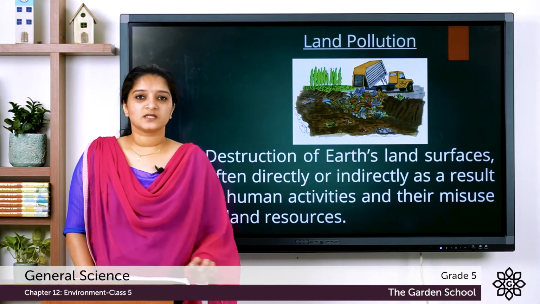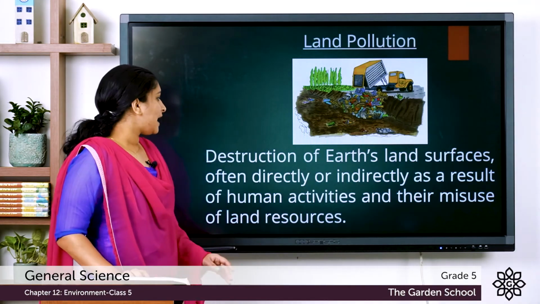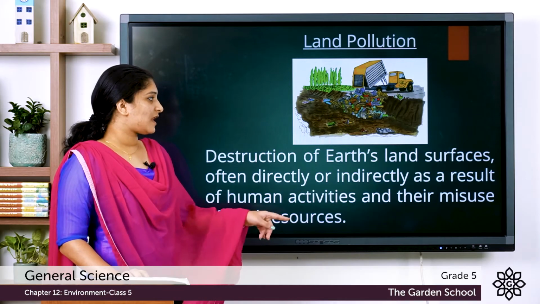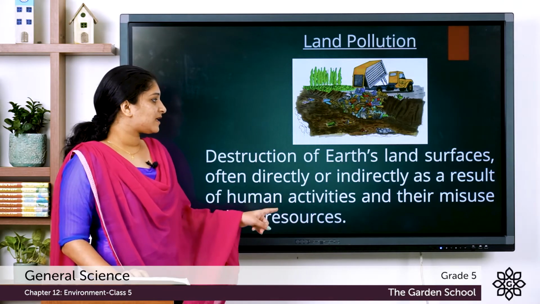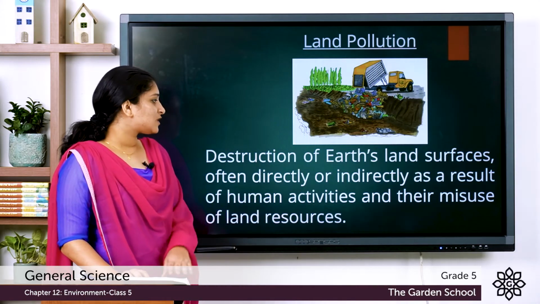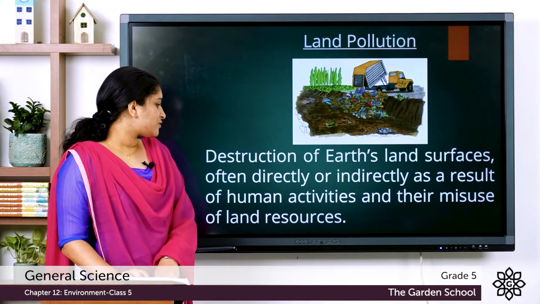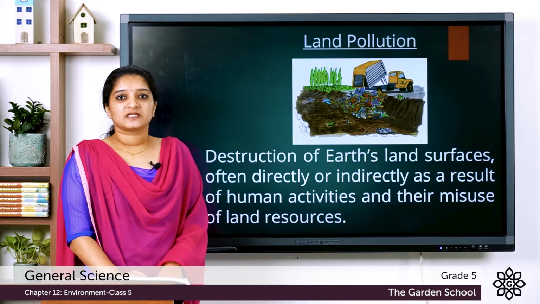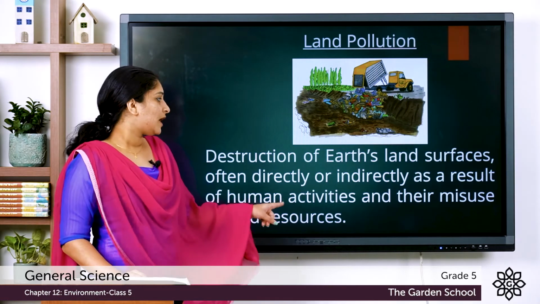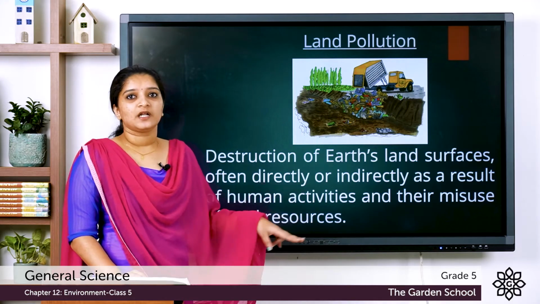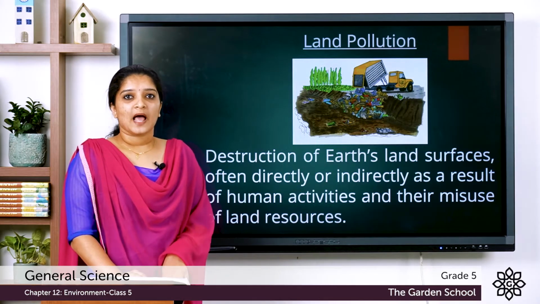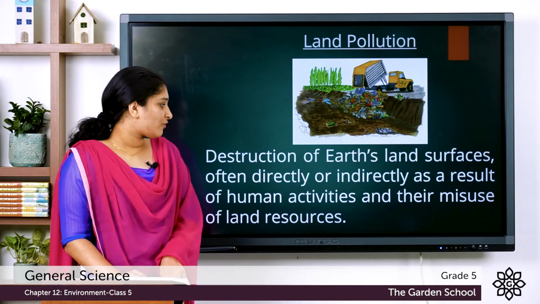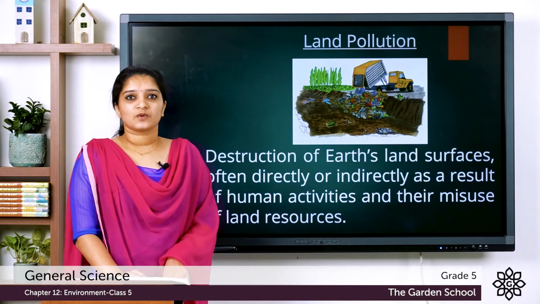First let's see what land pollution is. Land pollution is the destruction of Earth's land surfaces, often directly or indirectly, as a result of human activities and their misuse of land resources. So basically, land pollution is the contamination of the Earth's land surfaces. It can occur both directly as well as indirectly as a result of human activities, and it also involves the misuse of land resources.